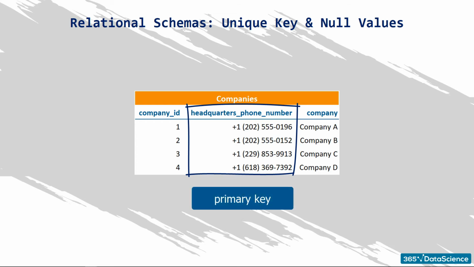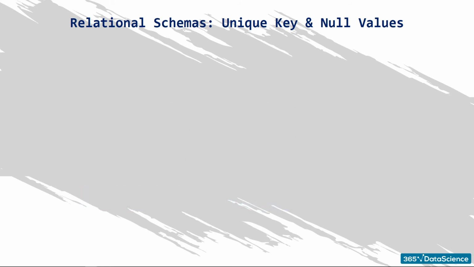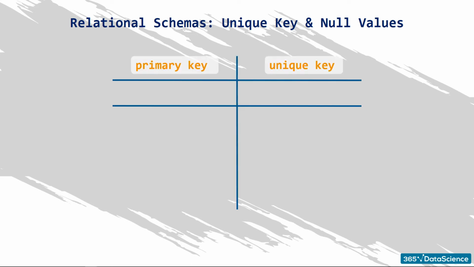Would that be possible? We just said that there is one and only one primary key in a table, and here the company ID column is a primary key. Don't worry, there is a name for this type of field, and it is unique keys. They are used whenever you would like to specify that you don't want to see duplicate data in a given field, exactly as in our example with the headquarters phone number. There is one substantial difference between unique keys and primary keys, which is that they can contain null values.